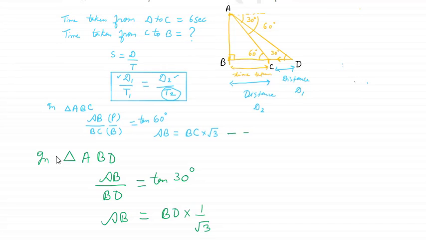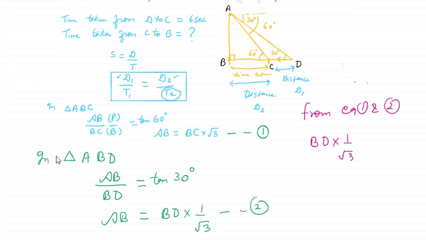So now you can see you have these two equations, 1 and 2. So you can compare the values of AB because AB is the same in both cases. So from 1 and 2 we will get BD into 1 by √3 is equal to BC into √3. So from here I'll get BD equals thrice of BC. So now this full BD is thrice of BC.